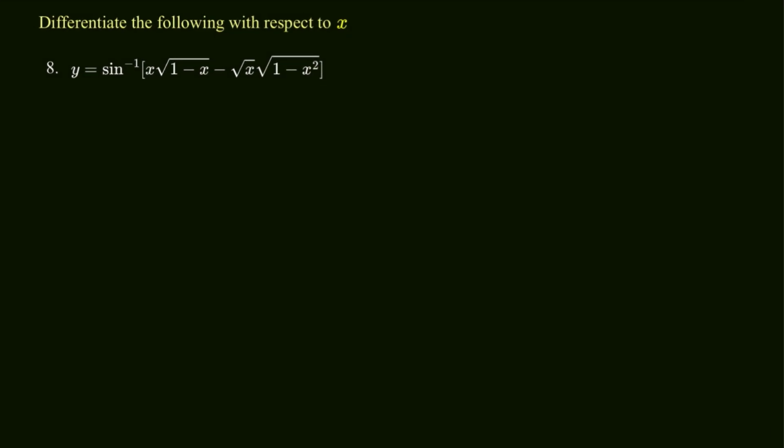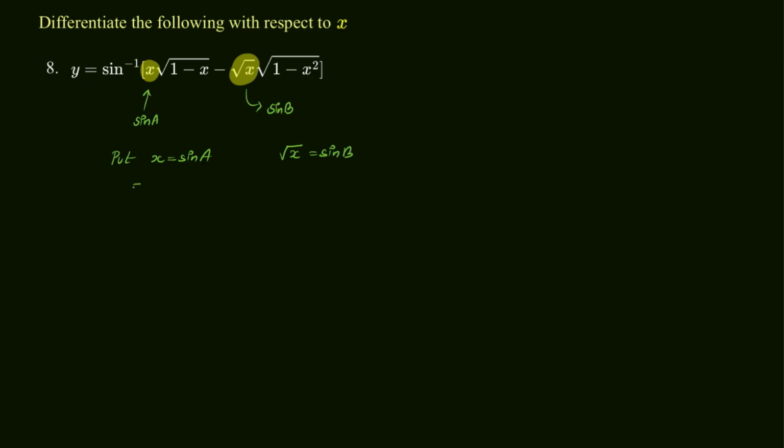Question number 8. Let y equal sine inverse of x into square root of (1 minus x square) minus root x into root over (1 minus x square). So here I will consider this x as sine a and this square root of x as sine b. So put x equals sine a and square root of x equals sine b.